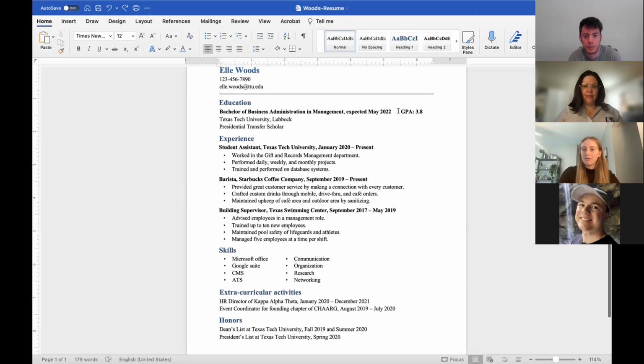Like I mentioned, the GPA here is right justified. I'm really kind of torn on what I think about this. So if you guys have any thoughts on whether this would be better to keep it left aligned, or if this is a good way to showcase an impressive GPA, I'm open to opinions on that.